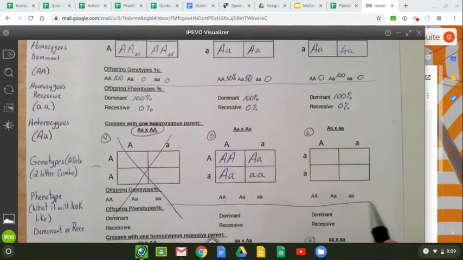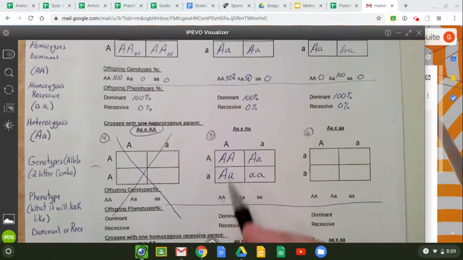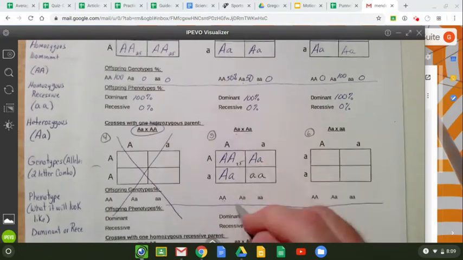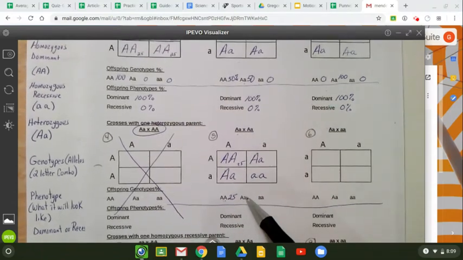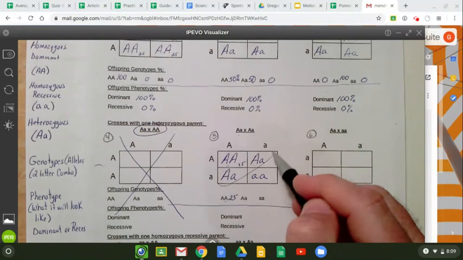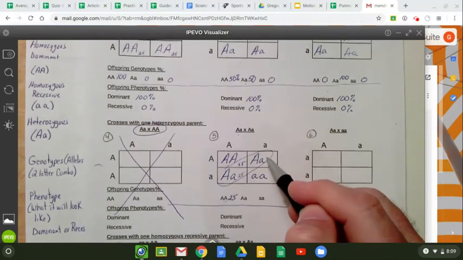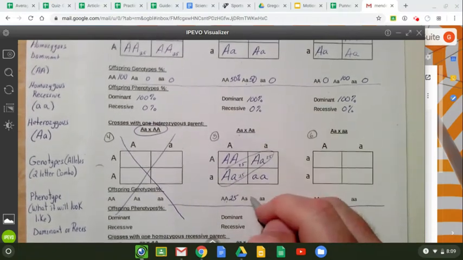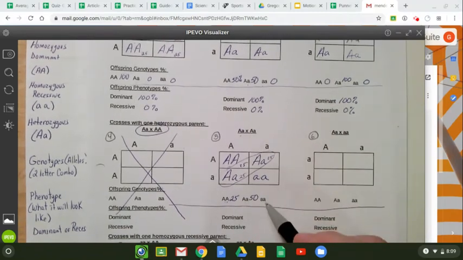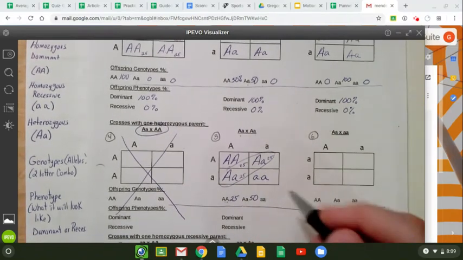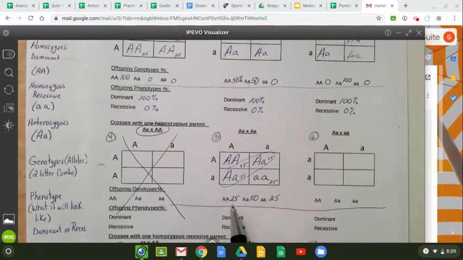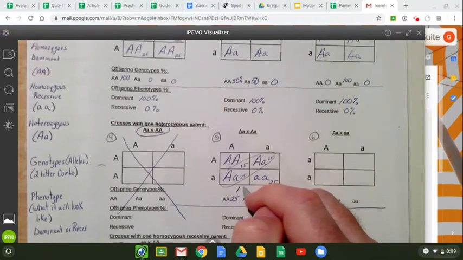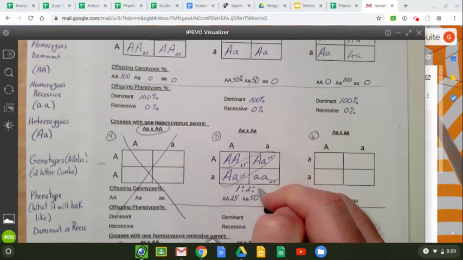All right, so we want to know the genotype percentage. What percentage has homozygous dominant? Well, there's just one, so 25%. What percent has heterozygous? Well, I see 2 out of the 4, so 25 and 25 is 50%. And then what percent is homozygous recessive? That's 25%. So here, we have 25, 50, 25. That's a 1 to 2 to 1 ratio.